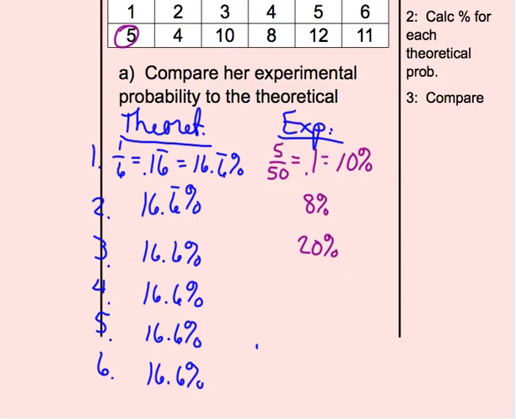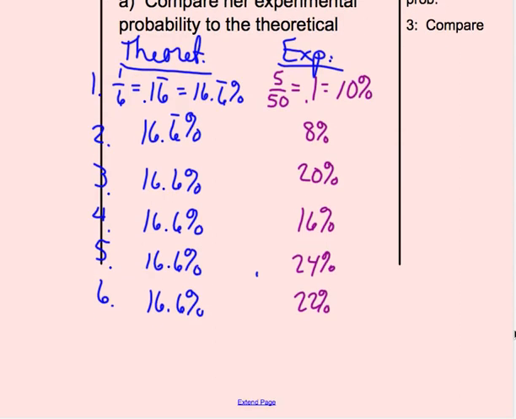Rolling a 4, 8 divided by 50 times 100 gave me 16%. For rolling a 5, 12 divided by 50 times 100 gave me 24%. And for rolling a 6, I did 11 divided by 50 times 100, and that gave me 22%. So, comparing our percents, the one that most closely matches the theoretical was the 4. 16.6% for theoretical, with 16% for experimental, was almost exactly. The rest of them are off by quite a bit.